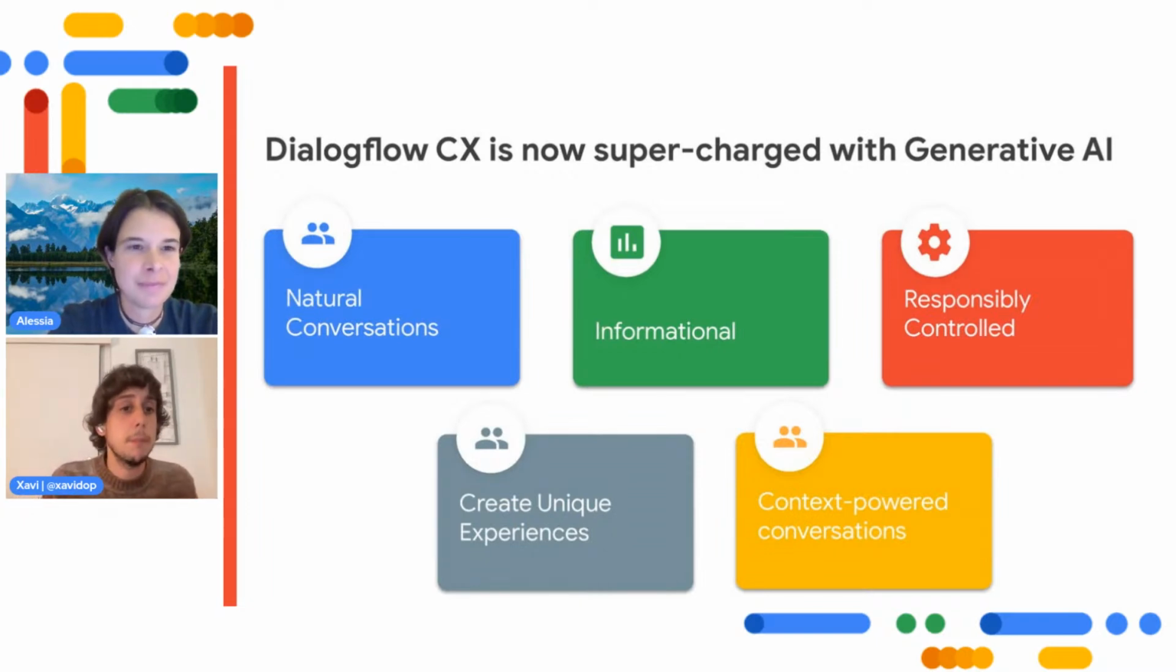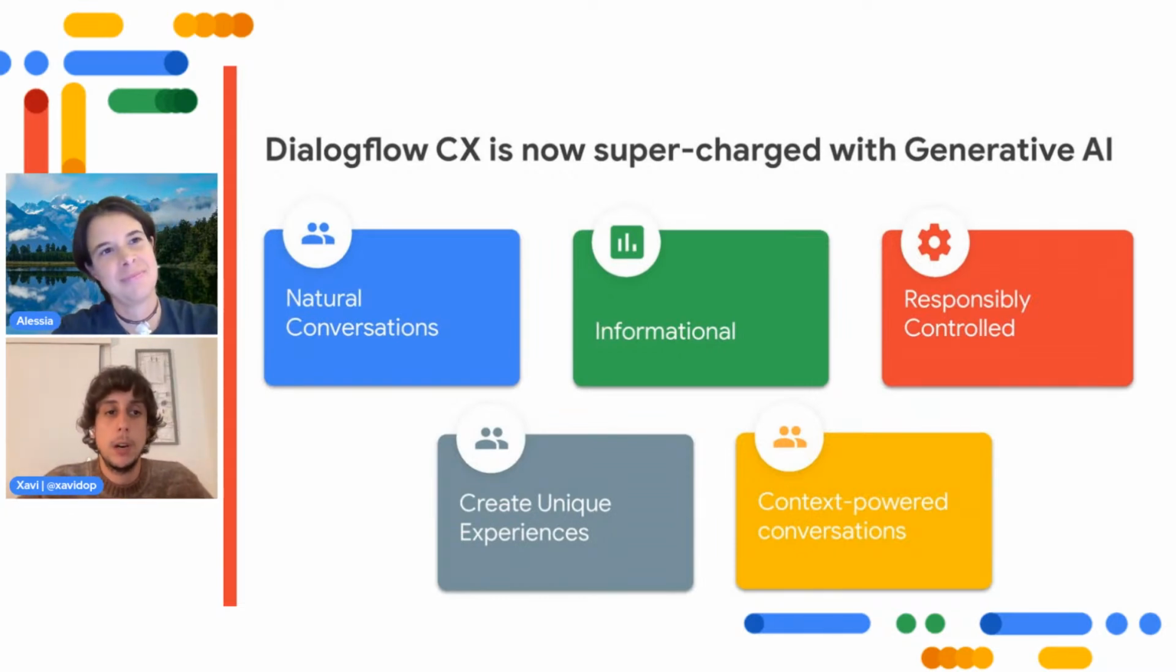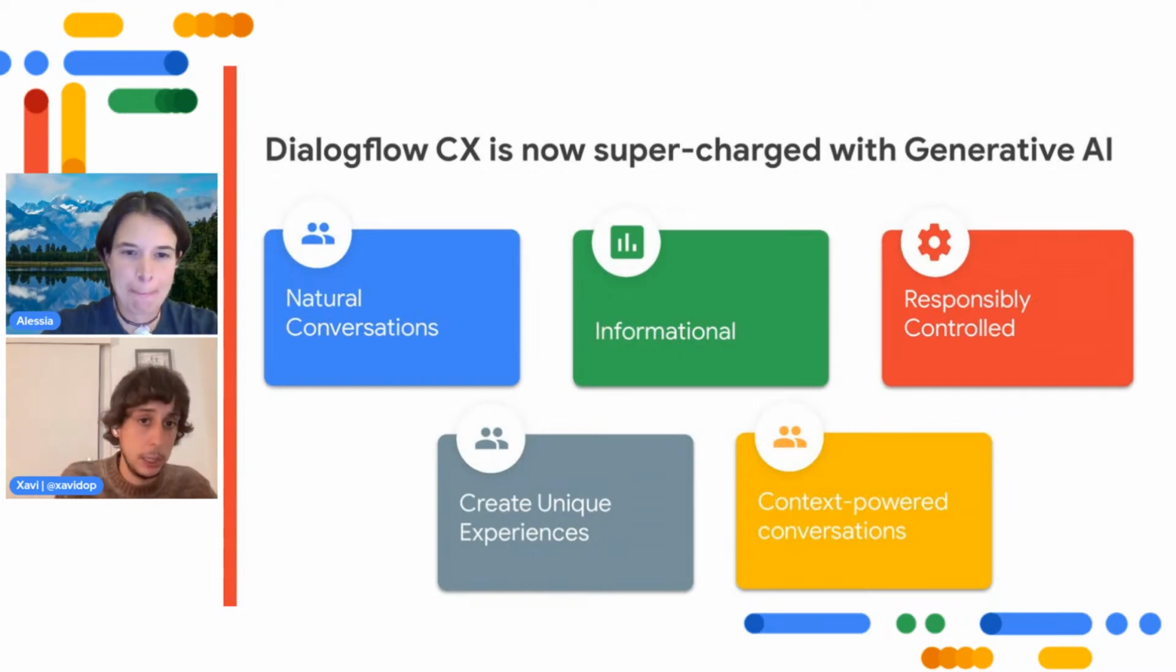But what we are going to have basically is we're going to create natural conversations, which is super important. Once we are creating agents, assistants, chatbots, IVR systems, the most important thing is to create natural conversations. Those conversations are going to be more informational. Thanks to generative AI and all the solutions that we have available right now, we are going to bring more information to those conversations in a more natural way.